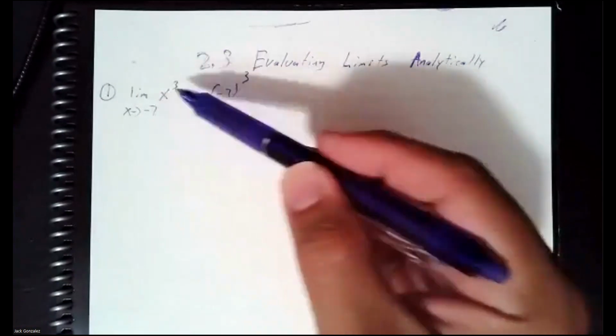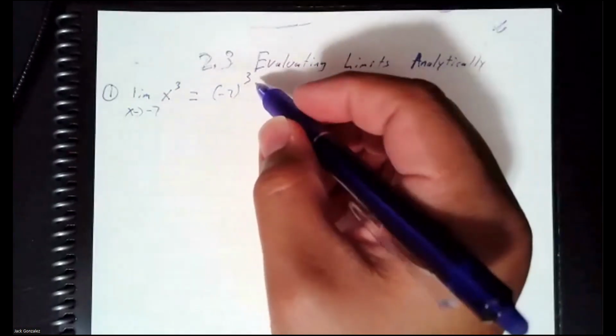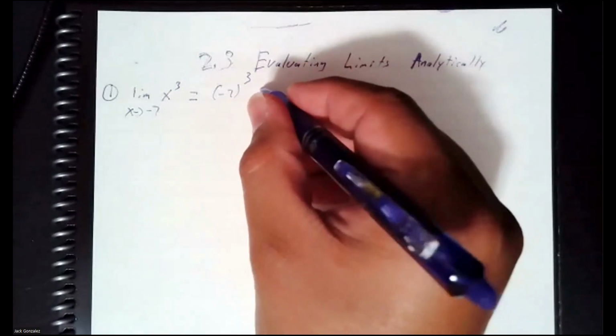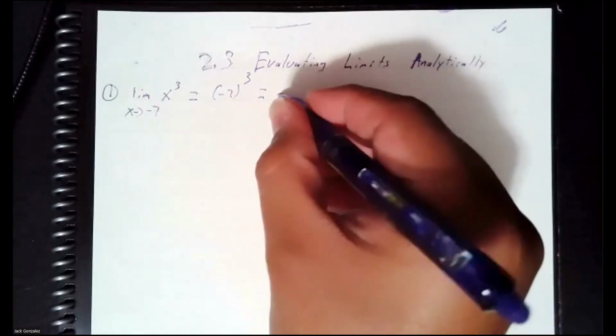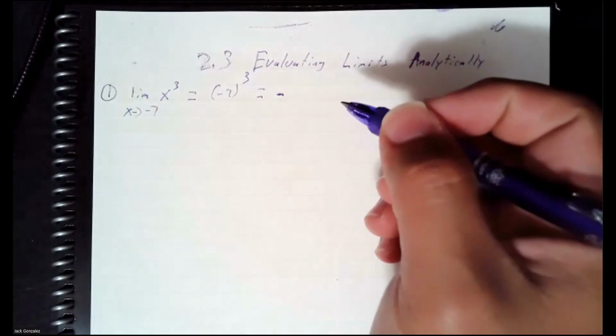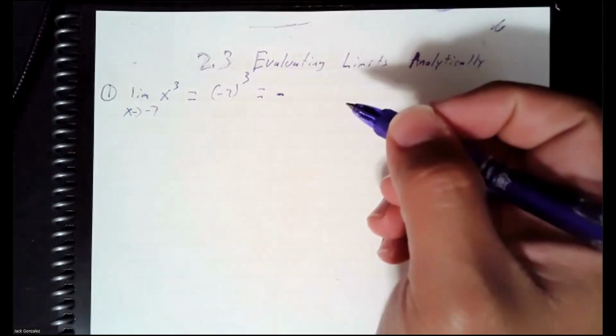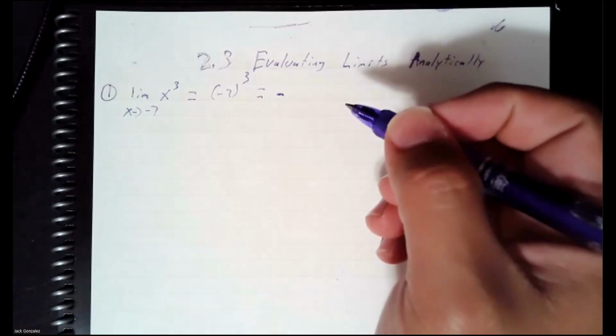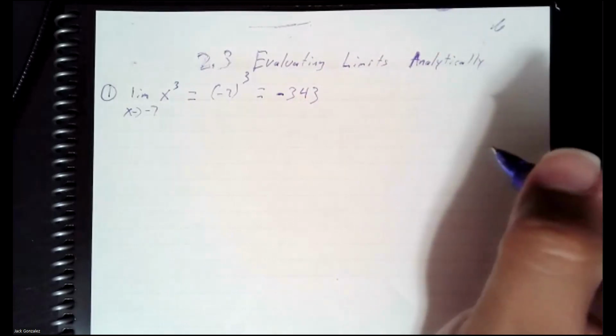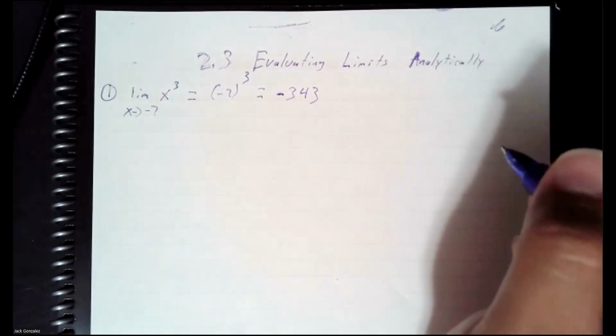So all this means is plug it in. So what is -7 cubed? I don't know what that is. It's going to be a negative, that's for sure. 7 times 49. What is that? You guys get 343. Yes. Right? So since we were able to plug it in, that's your limit.